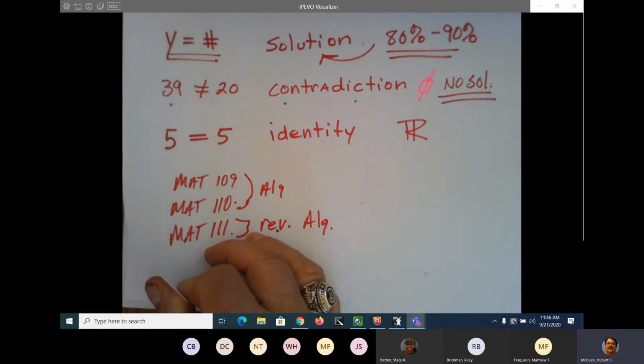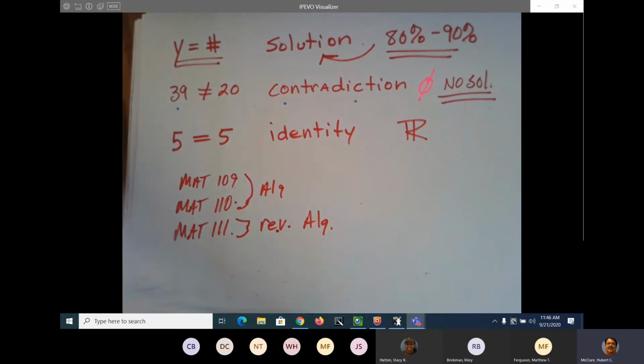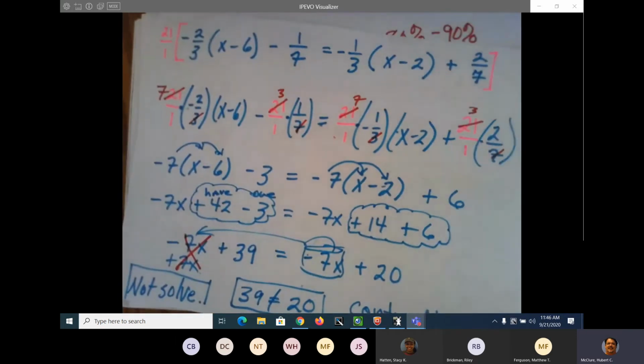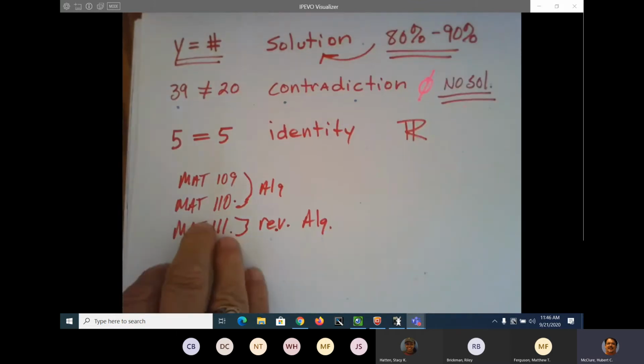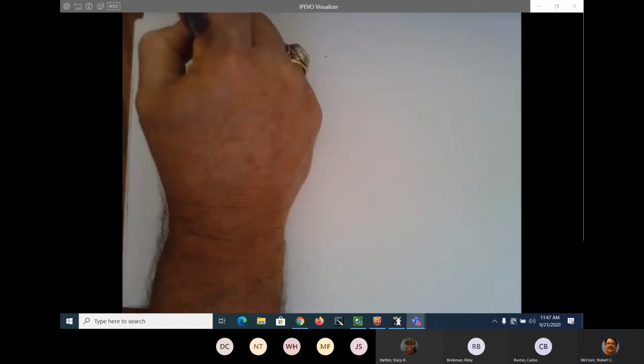Now that was 8/9. So what's the 10? Well, before we get to 10, let's do one more 8/9, the only one you haven't done yet. What do you mean? Well, this one doesn't have fractions in it. This one has decimals.